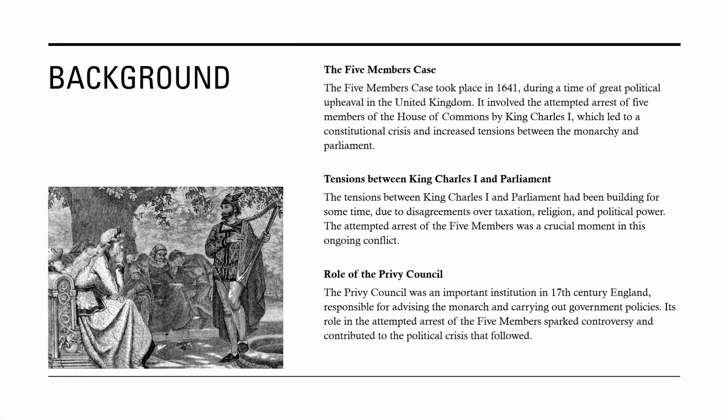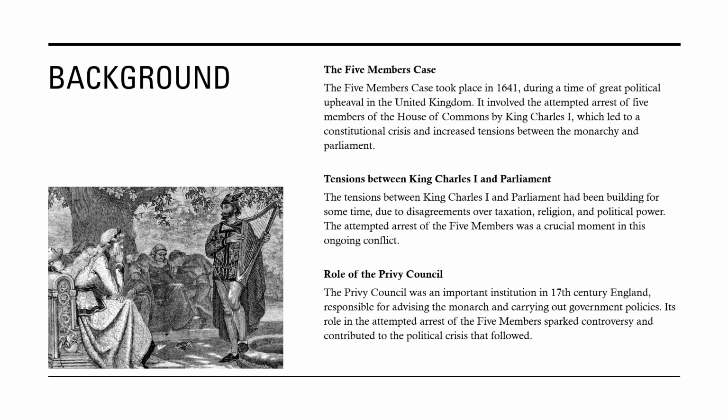Background: the Five Members Case. The Five Members Case took place in 1641 during a time of great political upheaval in the United Kingdom. It involved the attempted arrest of five members of the House of Commons by King Charles I, which led to a constitutional crisis and increased tensions between the monarchy and Parliament.